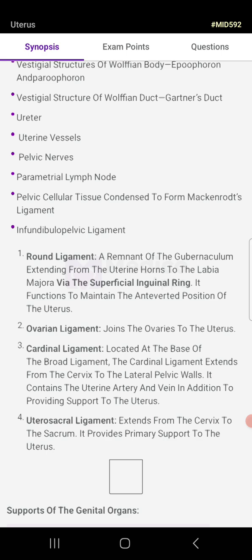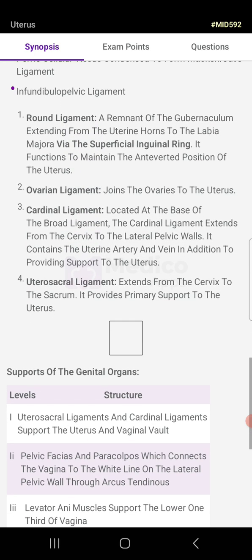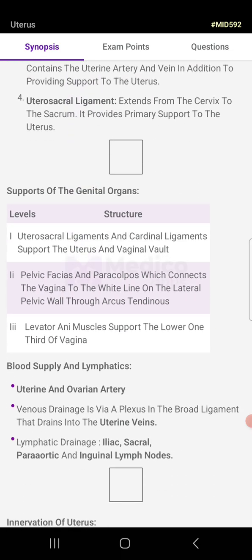superficial inguinal ring. It functions to maintain the anteverted position of the uterus. The ovarian ligament joins the ovaries to the uterus. Cardinal ligament, located at the base of the broad ligament. The cardinal ligament extends from the cervix to the lateral pelvic walls. It contains the uterine artery and vein in addition to providing support to the uterus. The uterosacral ligament extends from the cervix to the sacrum. It provides a primary support to the uterus.